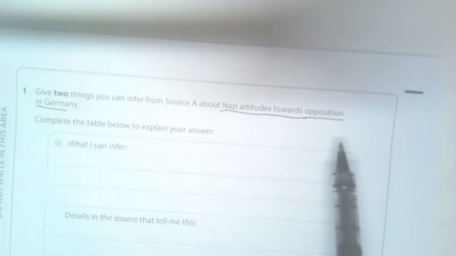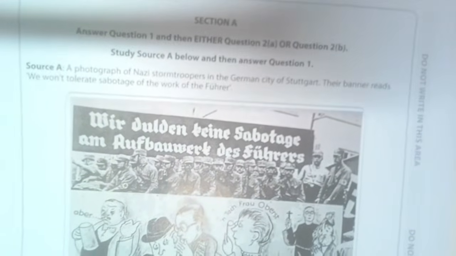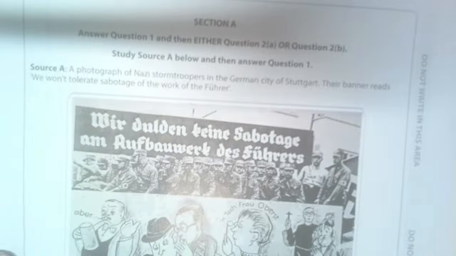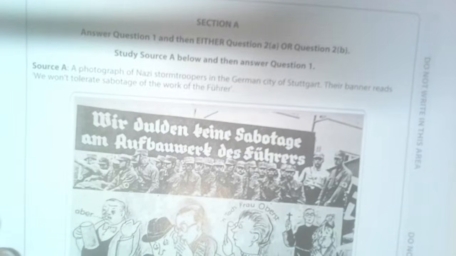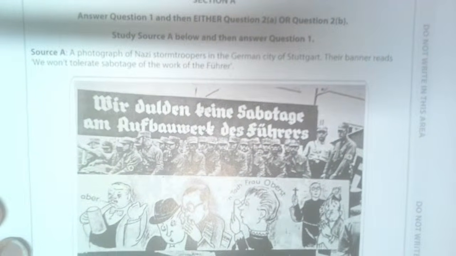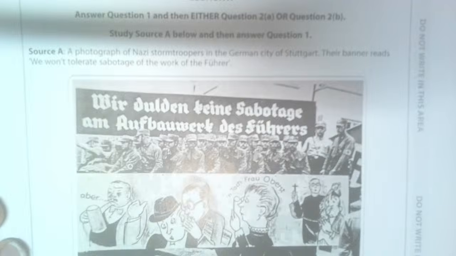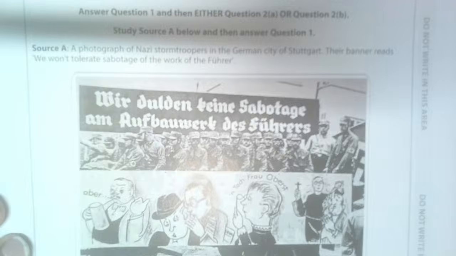So we need to think about what the Nazis are saying in this picture. What are their attitudes towards the opposition? So let's go back to our source and have a think about it. First of all, the banner reads, "We won't tolerate sabotage of the work of the Führer." That's the first thing. So all we can first work out is that they are going to come down hard on any sabotage.